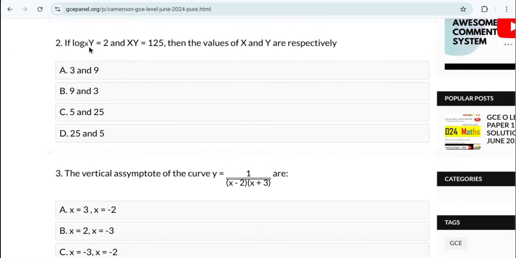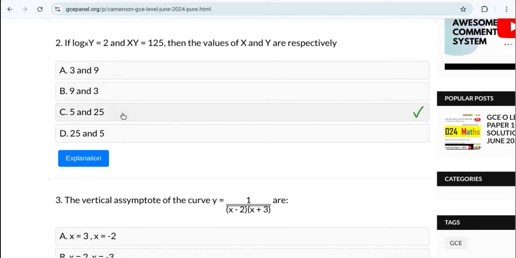Log y base x equals 2 and xy equals 125. Then the values of x and y are respectively. So with this question, we can start by converting from logarithmic form to exponential form. And at this point, we will have x to the power 2 equal to y. So x squared equals y. And from here, we know that xy equals 125. So we can replace this y by x squared, right? So x times x squared is x cubed equals 125. And from there, x will be equal to 5. If x equals 5 and y is x squared, then y will be equal to 25.